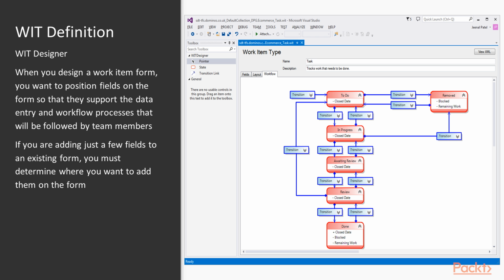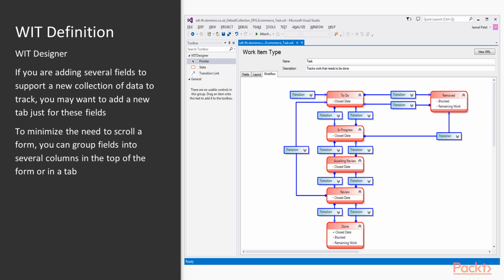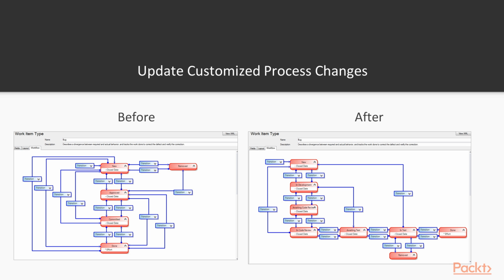So within the WIT designer, we can actually design these workflows, and these workflows could change how the actual states change. So that's starting with a new to in progress and then done. You may want to add some additional steps in there. So let me give you a quick example.